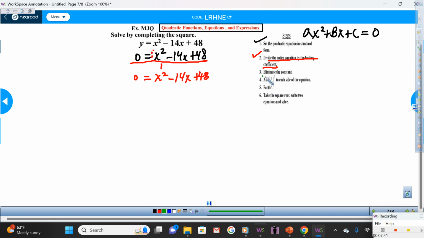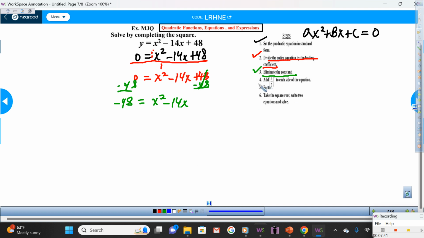Eliminate the constants. What does that mean? Take away that number from that side. So if it's positive 48, what do we do? Minus 48 to each side. We end up with negative 48 equals x squared minus 14x. How we doing? Good. All right, good. Step 3 done. Step 4.